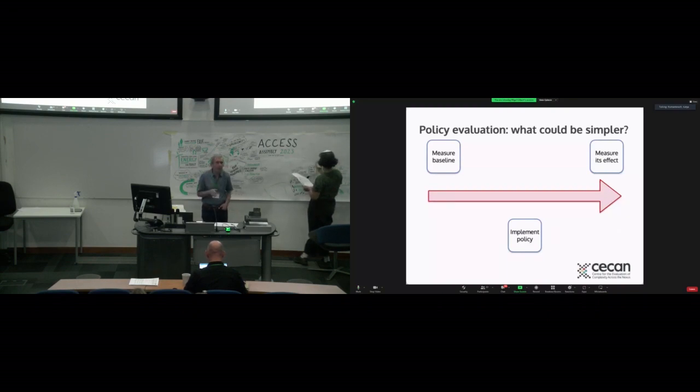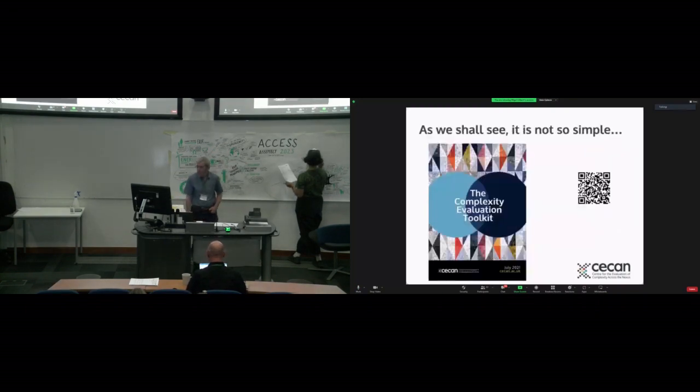And so the way we do that is we measure something before we implement the policy, and then we implement the policy, and then we measure what happened afterwards, and as it were, we subtract one from the other, and that's the effect of the policy. What could be simpler? Well, as we shall see, it's not quite so simple.